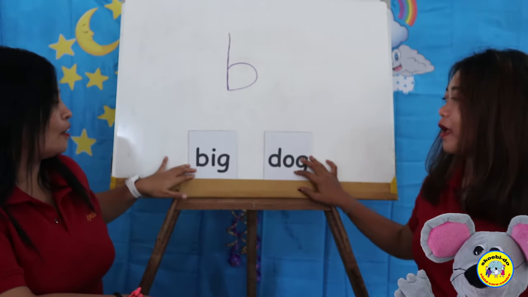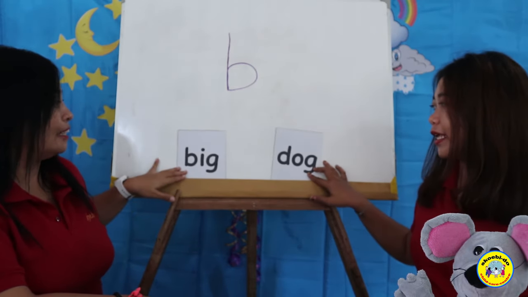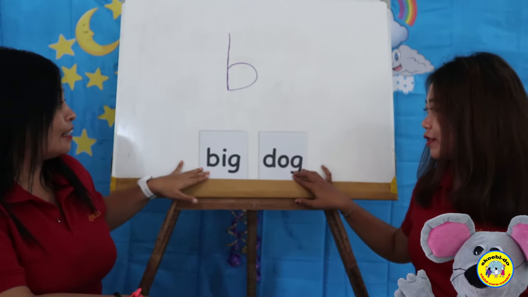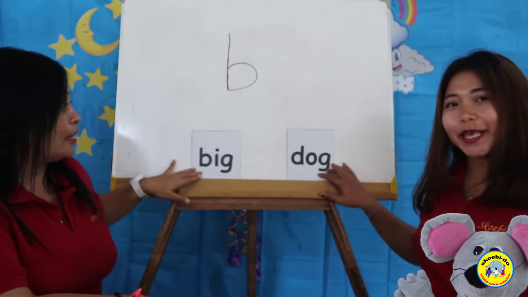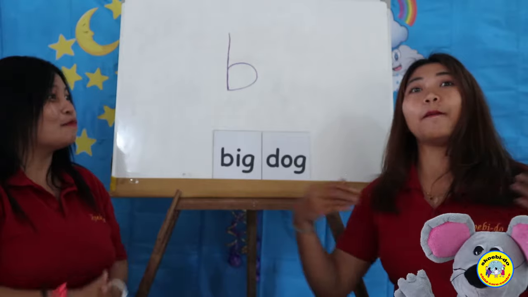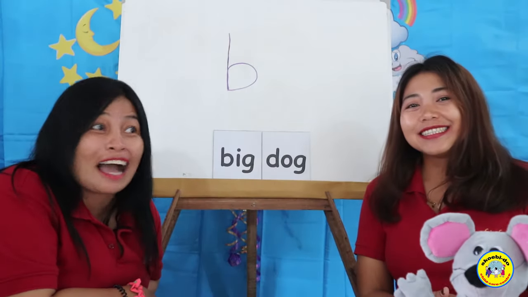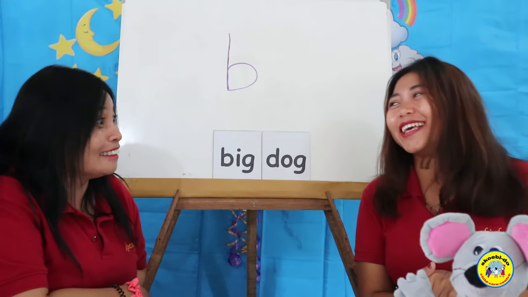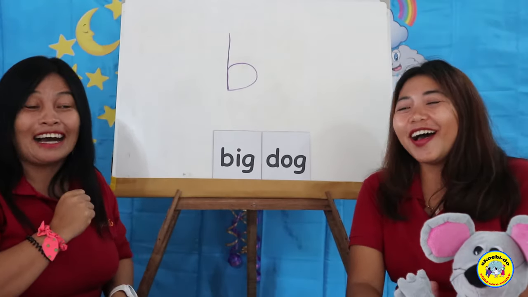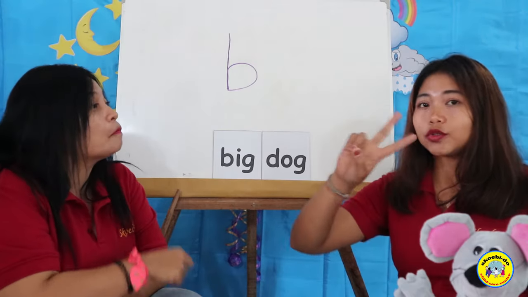Okay. 1, 2, 3, go. Big. Dog. Big. Dog. Faster. Big. Dog. Wow. That is a big dog. Do you have any big dog at your house? Maybe. Yes, I think some of you have a big dog at your house. Okay, Natasha. Maybe we have two more left.